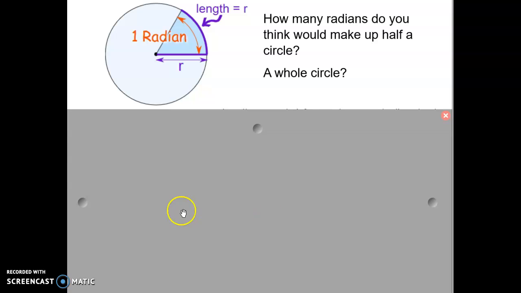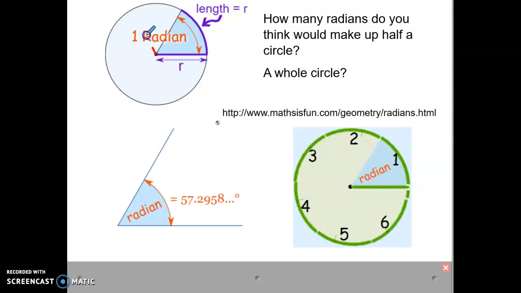So let's talk a little bit more about this radian. How many radians do you think it would take to make up half of a circle and a whole circle? Pause the video here and discuss. So I'm hoping that you thought about 3 radians would make up half a circle, so then about 6 radians would make up a whole circle.